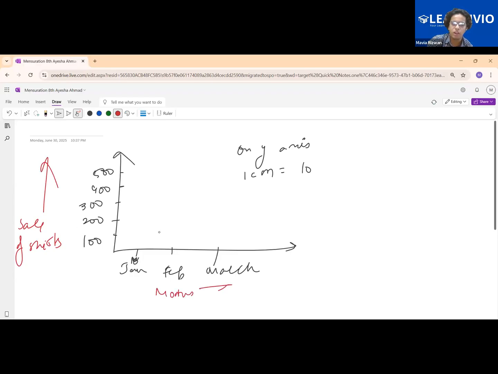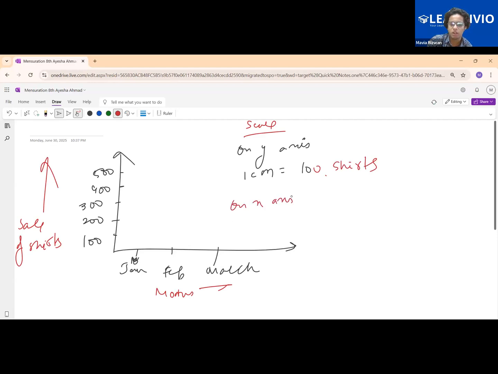So sale of shirts. So here we can say 1 centimeter is equal to 100. This is scale. This is writing the scale. 1 centimeter is equal to 100 shirts. Okay, and here we have months. So on x-axis, write it on the very top.